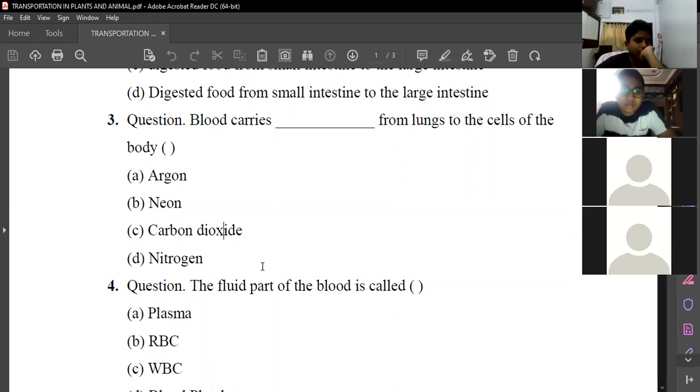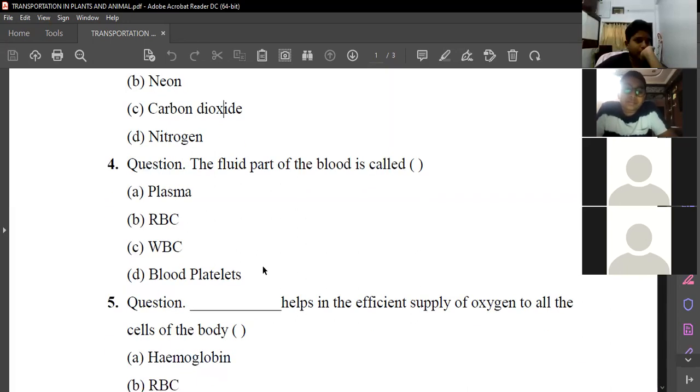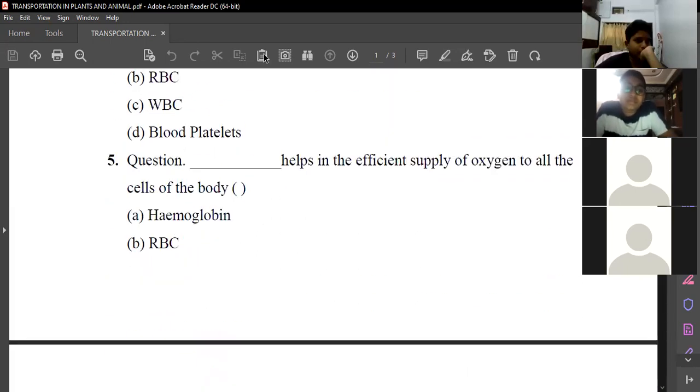Sir, can I say the fourth question's answer? The fluid part of the blood is called plasma. Very good. The remaining are all solid components. Next we'll give this to Harini.